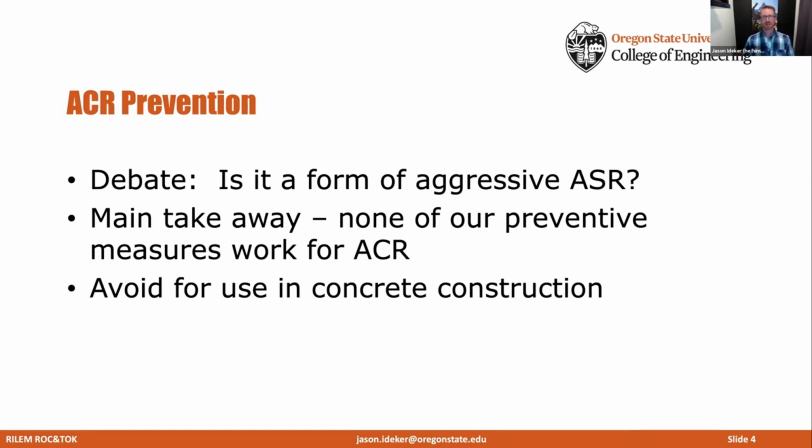But one of the main takeaways is that if you have an aggregate that is alkali carbonate reactive, none of our traditional preventive measures that we use for ASR actually work for ACR. So our recommendation is to avoid that for use in concrete construction. That aggregate might be great to use in asphalt or for base material, for riprap, for sort of embankment stabilization, but should not be used in normal concrete.